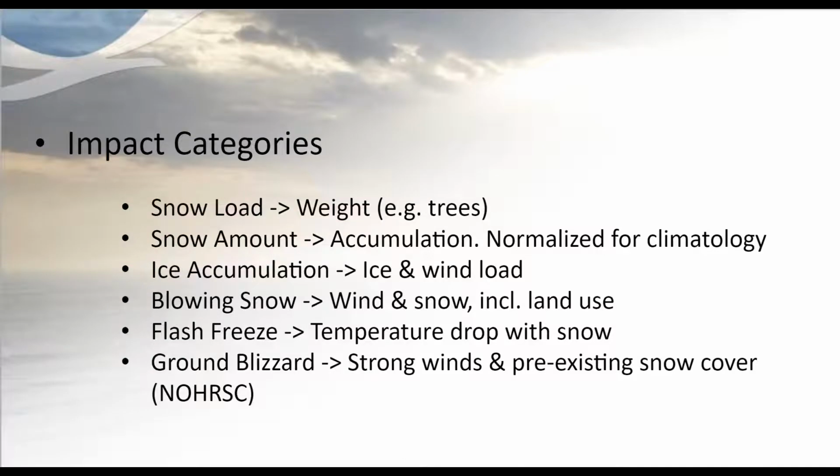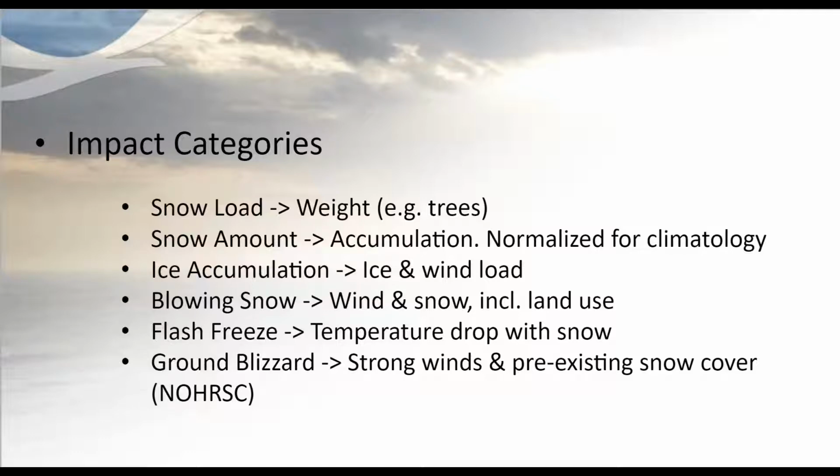Just to break it down a little bit further, here are the impact categories we have. It's a little bit more than the GHWO. First of all, we can get an impact category for snow load, which is essentially the weight of the snow on trees, for example. Are we going to have any broken tree limbs, etc.? Snow amount is simply the accumulation, and it is normalized for climatology. So 6 inches here in Denver may not be much, but 6 inches in Atlanta is going to be the end of the world.